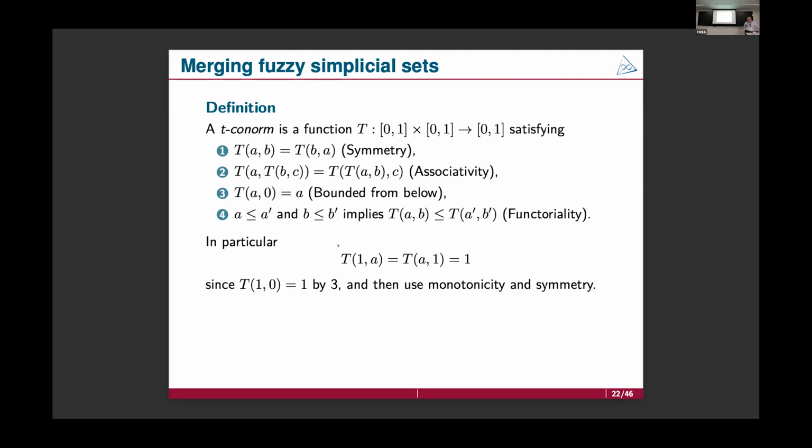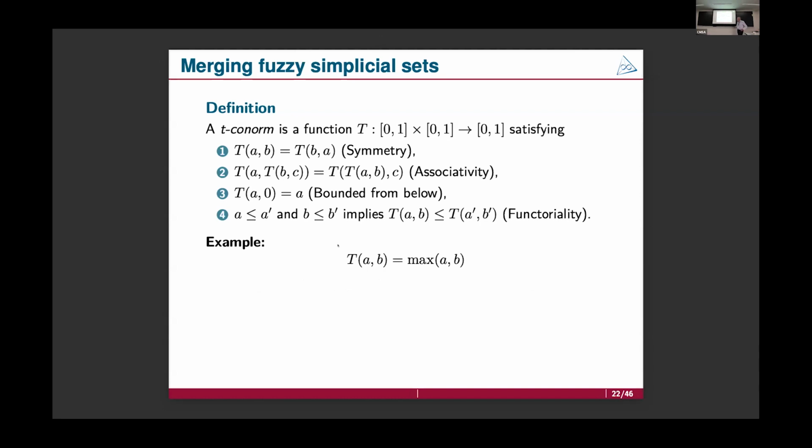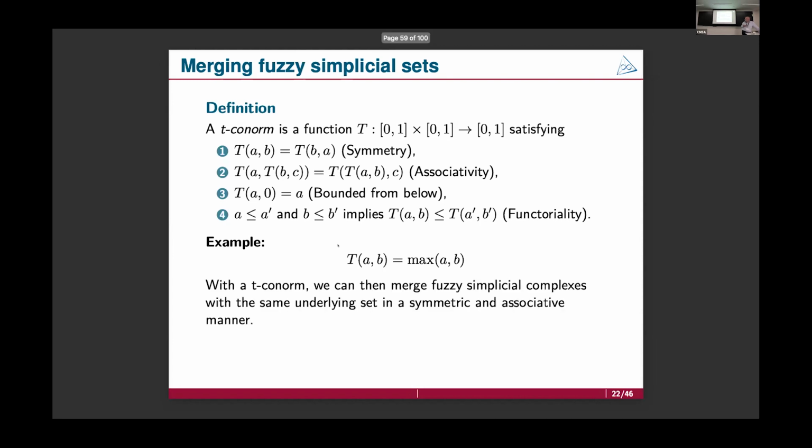But nevertheless, the choice of T is not unique. One choice is a simple choice. I will give you some other choices later on, but the one that we are using is simply we take the maximum of the two probabilities. But if you get bored with the rest, you can try to figure out other choices in between. So now with the T-conorm, we can merge fuzzy simplicial complexes by just merging the probabilities on the same underlying set in a symmetric and associative manner. That is precisely what we want to have for our star graphs.